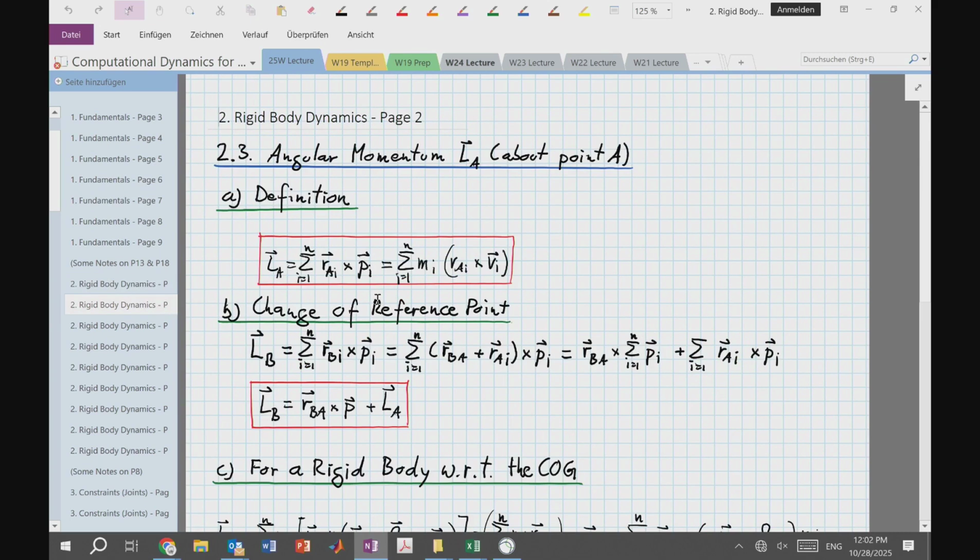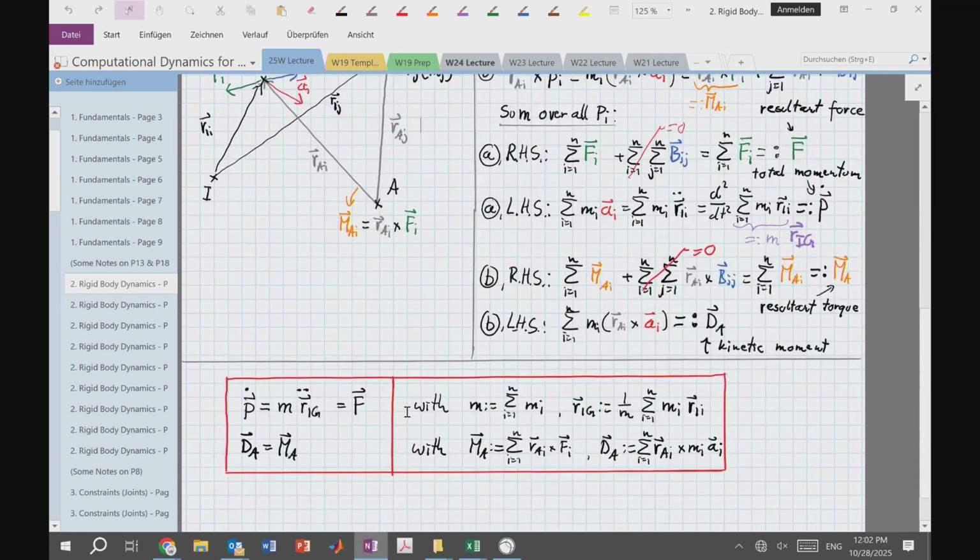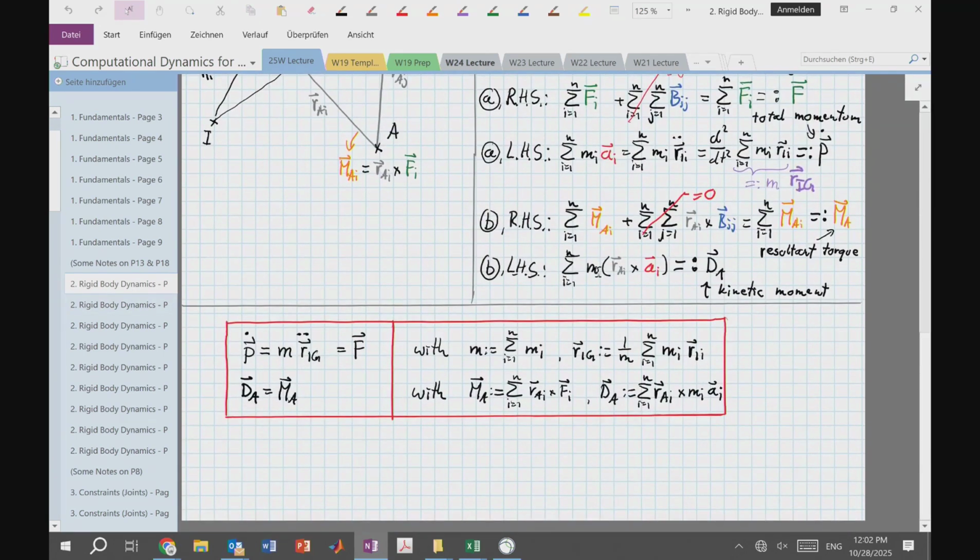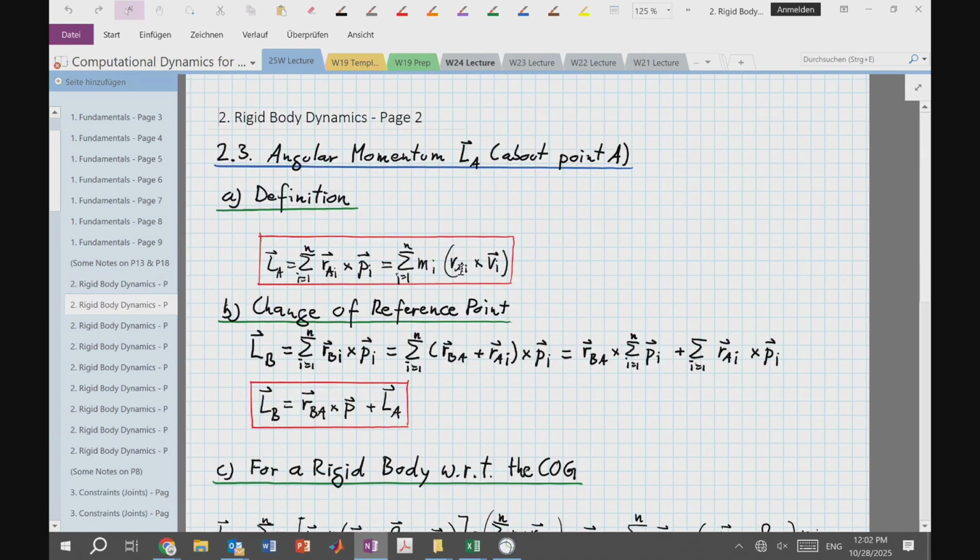I want to now take a detour and introduce a different quantity that is slightly differently defined than the kinetic moment, right? We had the kinetic moment being here, the sum over mass times lever arm cross acceleration. And now I'm introducing something that is the sum over mass times lever arm cross velocity. And we will call this the angular momentum, abbreviated L with a reference point A.